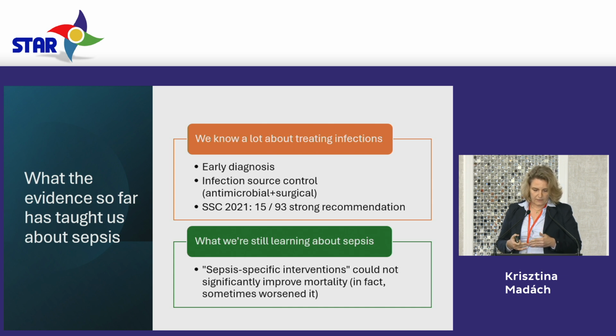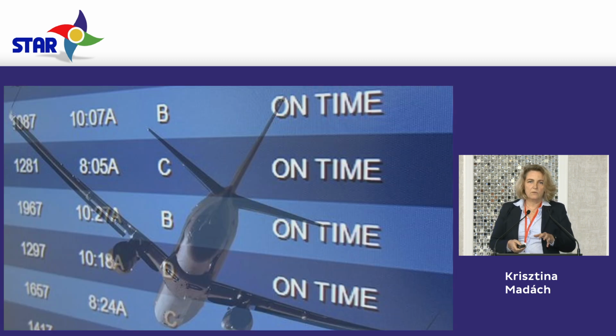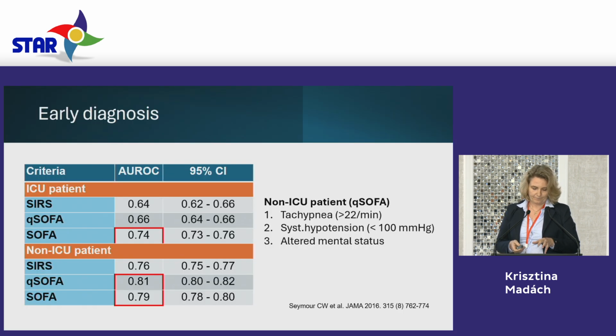What we are still learning about sepsis is that there are no sepsis-specific interventions for the moment because they could not significantly improve mortality, or in fact, sometimes they can even worsen it. So the best tactic for the moment is to be on time. How to be on time? Well, it's a different question inside the ICU and outside the ICU.